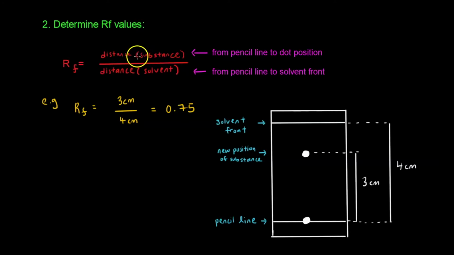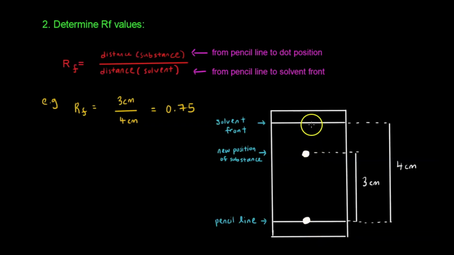When we say distance traveled by the substance, we mean from the pencil line all the way to the dot position. So this is the pencil line, right? We draw a line with a pencil, then we drip the dot here, and after some time it will run to this position, for example. And this length is the position for the new dot, and we call this the distance of the substance.